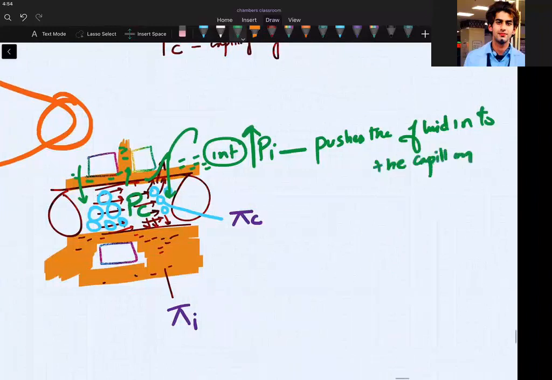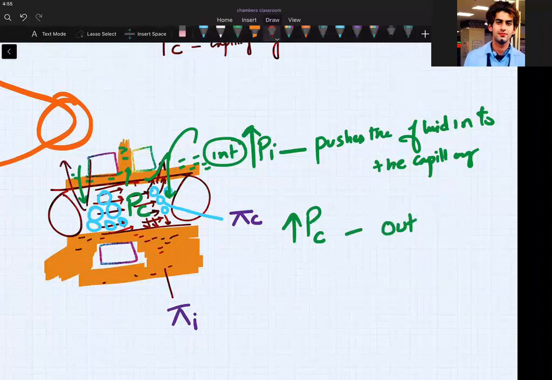And if I say I have an increased PC, what will you say? Sir, the capillary hydrostatic pressure is high. That means it will push the fluid out of the capillary. The word is out of the capillary. So let me mark it out. So this is out, pushing the fluid out of the capillary.